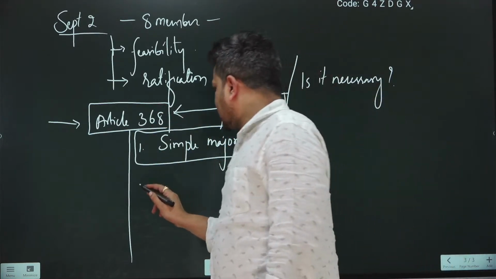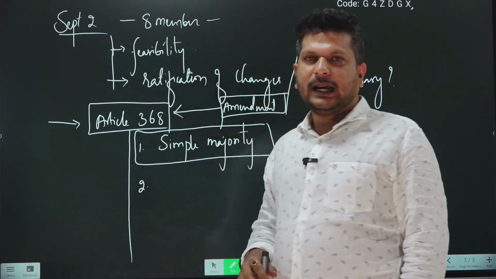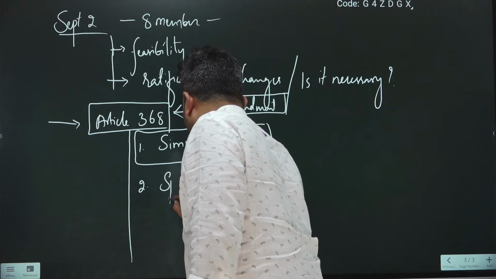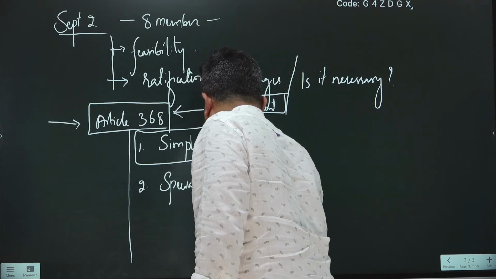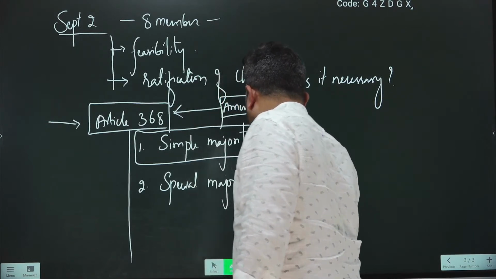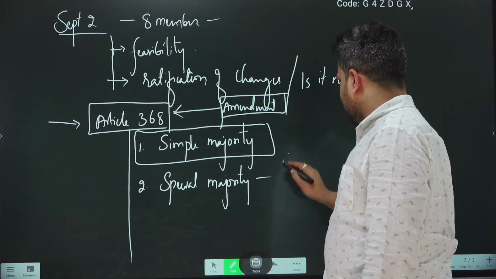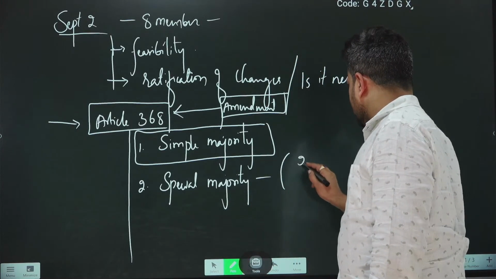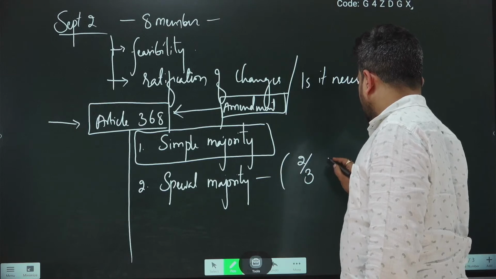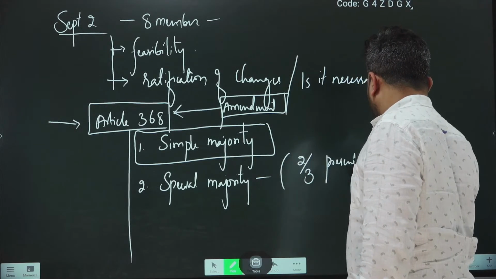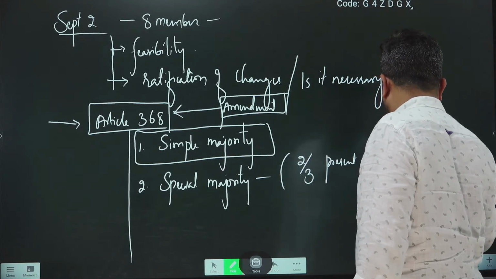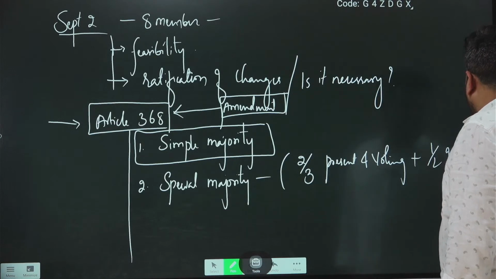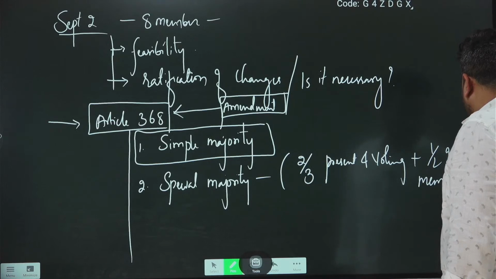Under Article 368 we find the second provision which can be used for making amendments in the Constitution: special majority. If we are saying something needs to be amended by special majority, then it requires 2/3 of members present and voting, which should include half of the total membership of the house.